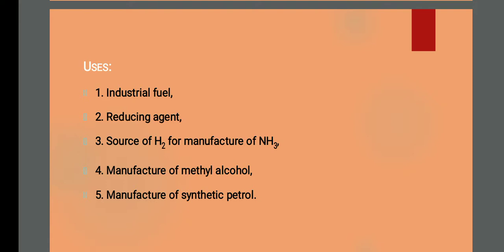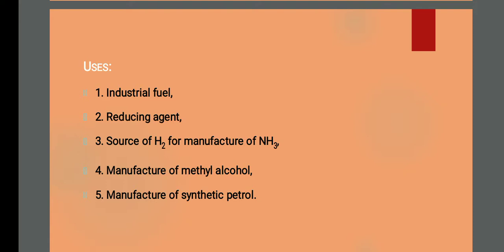Then it's also used in the manufacture of methyl alcohol, also synthetic petroleum. So these are the uses of water gas. I'll repeat the uses once again. It is used as an industrial fuel, it is used as a reducing agent, then it is used in the manufacture of ammonia, where hydrogen is needed, and the source of hydrogen is nothing but water gas. And fourth one is it's used in the manufacture of methyl alcohol, also in the manufacture of synthetic petrol. So this is something about water gas.